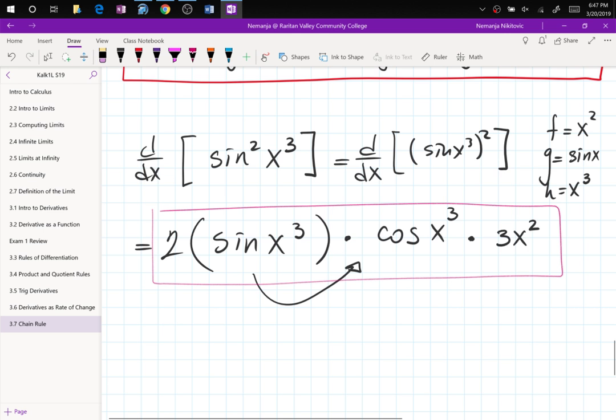Let's take a look at problem 53. So we'll do 2 more examples and then the break. The derivative of sine of e to the x.